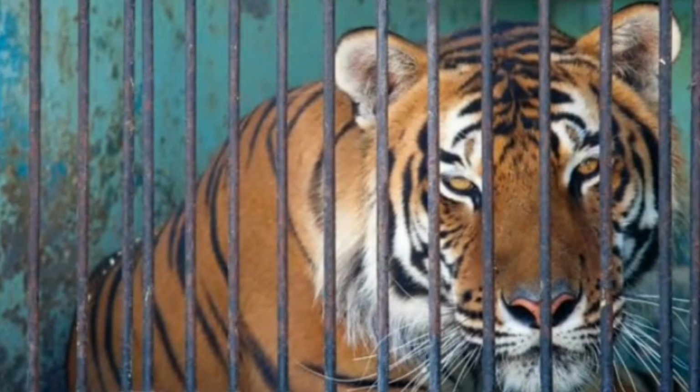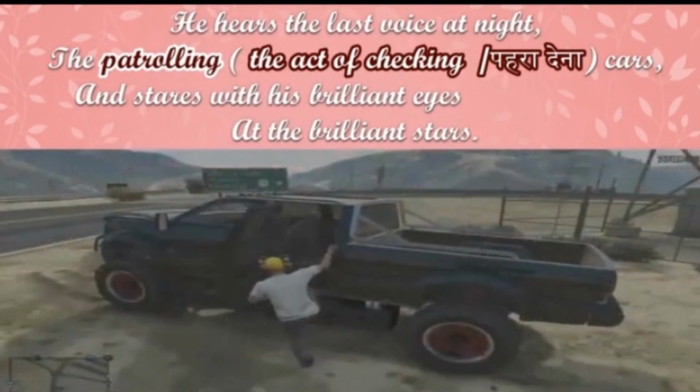So let's see the last stanza. He hears the last voice at night, the patrolling cars, and stares with his brilliant eyes at the brilliant stars. So here the word patrolling means to go around an area at particular times to check that it is safe. And here the word brilliant means very bright. So let's see the meaning of this stanza.